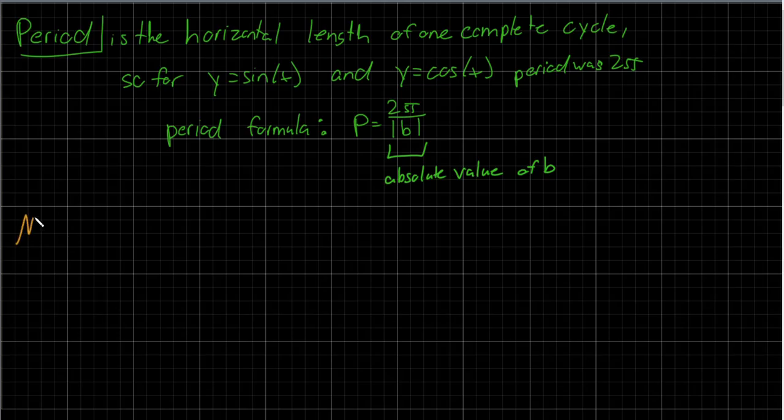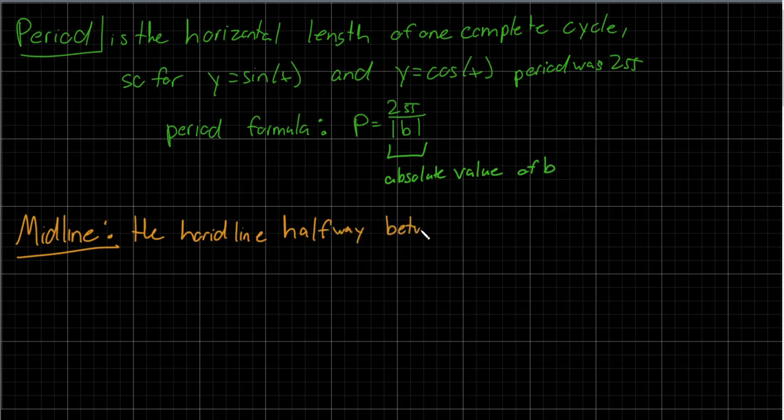Okay, there's also another thing called a midline. This is the horizontal line halfway between the min and max point on the graph. I've now realized you're not going to need it in the future for this class, but you will need it in pre-calc. Halfway between the max and min points on a graph.